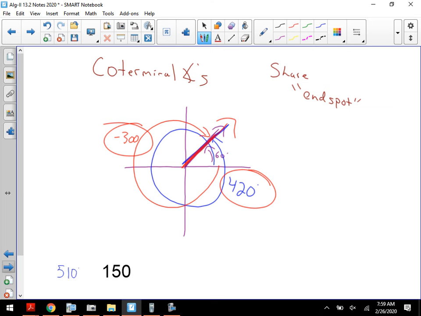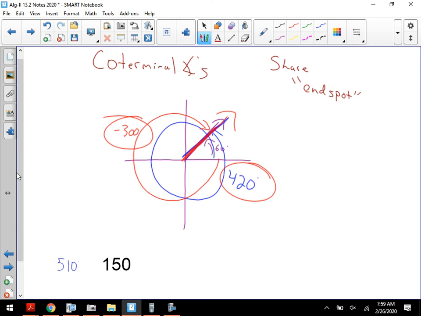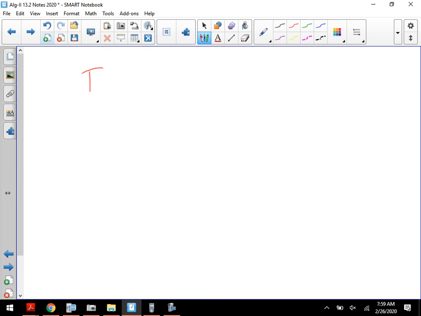Okay. Basically, all that boils down to is you're going to wind up adding or subtracting multiples of 360. There will be one rule, and I'll show you that here in a second, to how this is going to work. Okay. I'll do this one. So, to find coterminal.